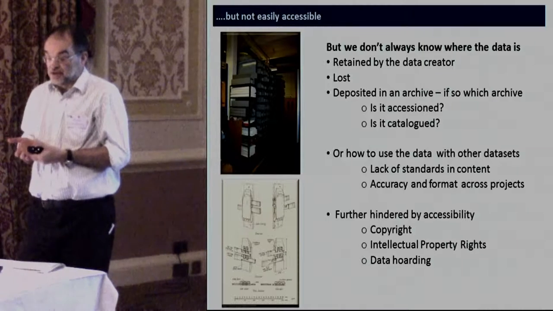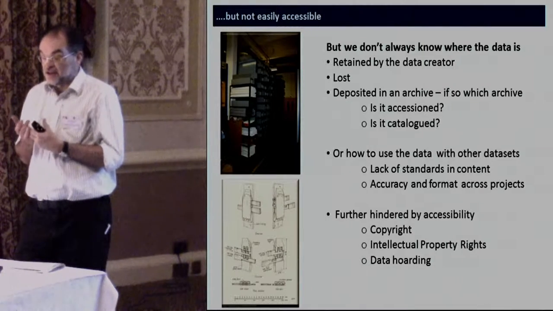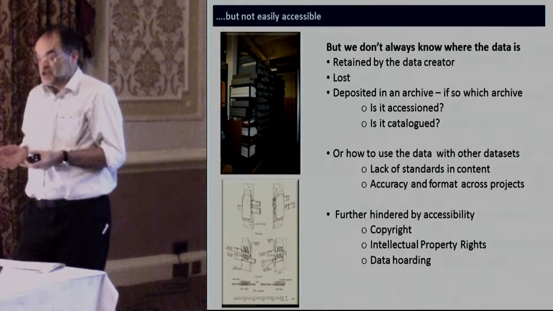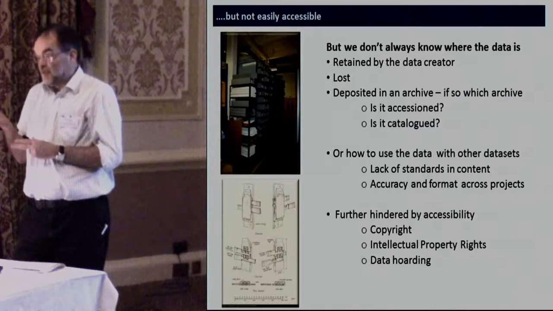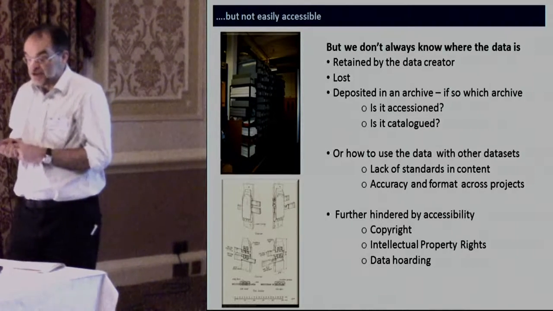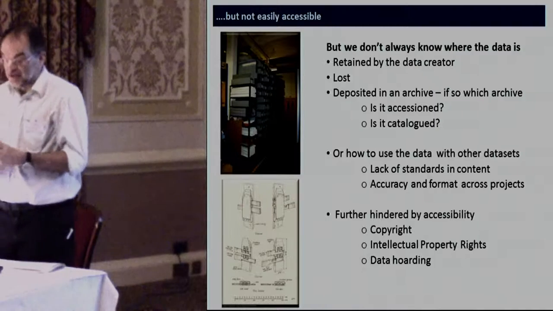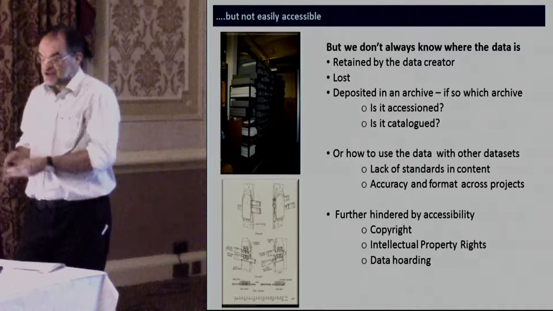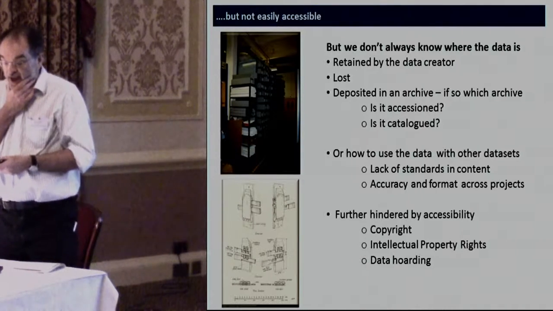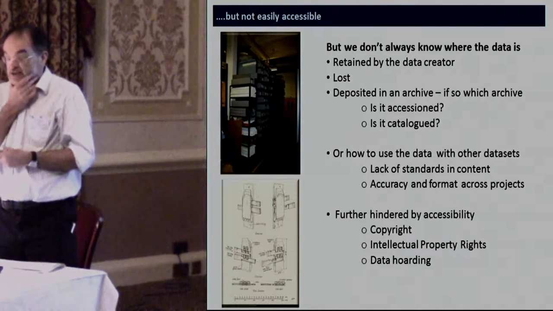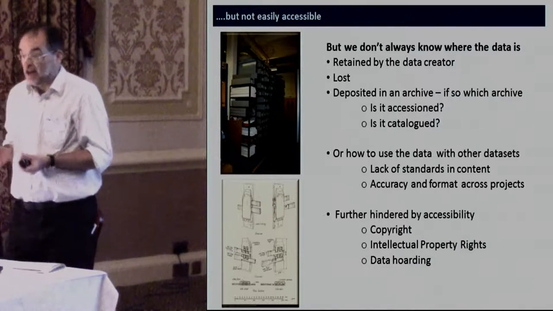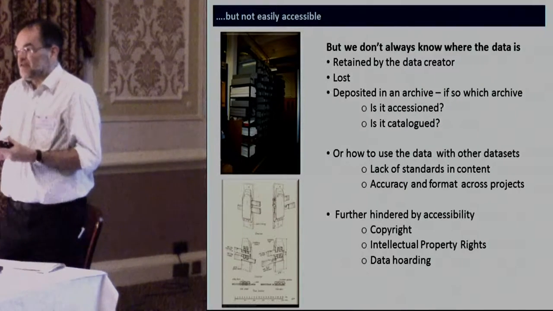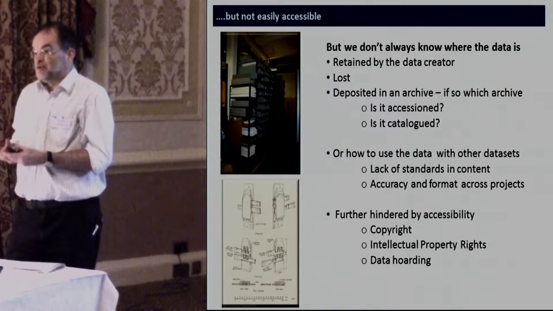And then there are issues about how to use the data. There's a lack of standards in the content. There are different issues for spatial information, projection issues possibly. And we've heard again about the accuracy and format across projects over time. We've seen examples of the difficulty of working with information gathered in the 60s through to the modern day. It's then further hindered by accessibility, copyright, intellectual property rights, and people reluctant to share information, data hoarding. We need to make our information accessible for people to use, otherwise there's no point in gathering that information.